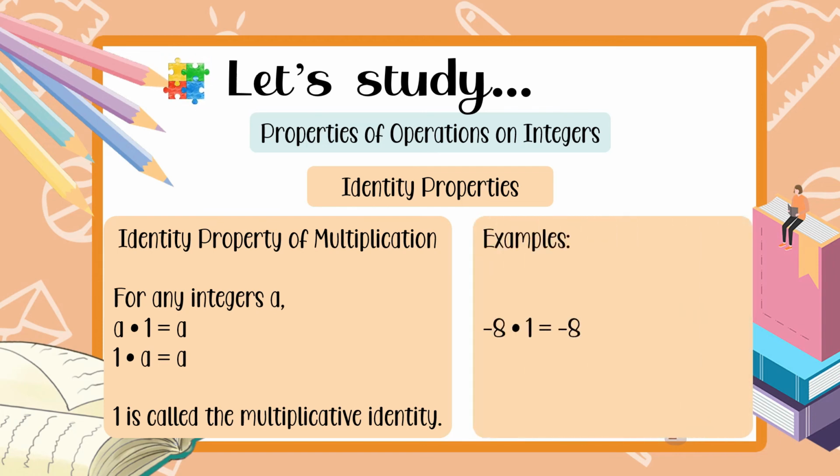Negative 8 times 1, the answer is still negative 8. 1 times 165 is also 165. And negative 1 times 1, the answer is negative 1. Identity pa rin siya doon sa ating number na tinimes kay 1.